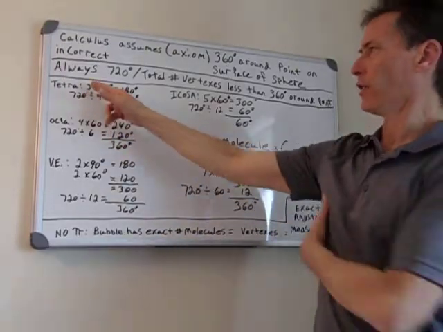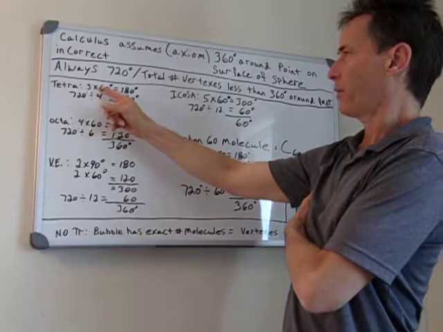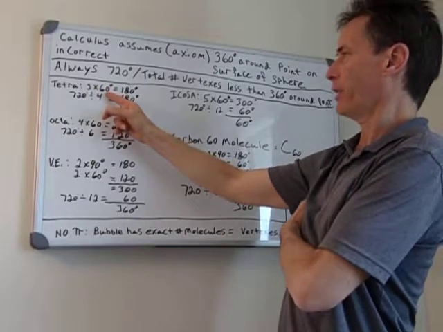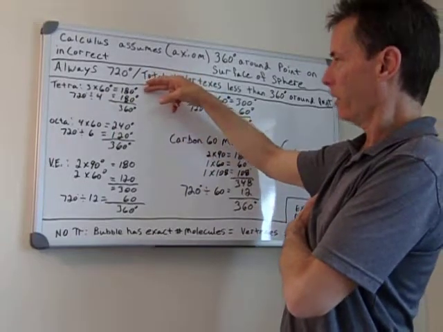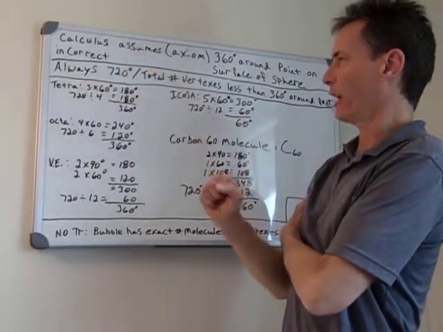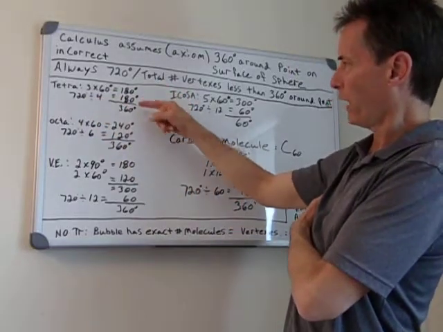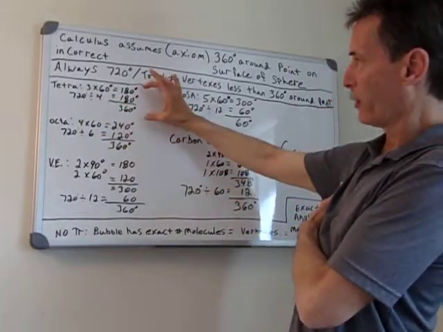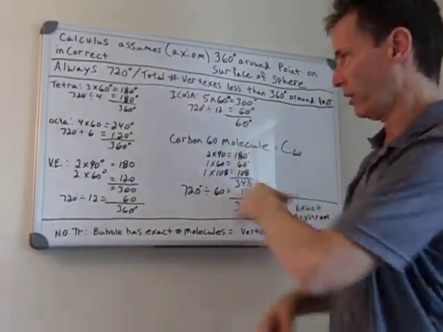The tetrahedron has 3 triangular planes surrounding each point. They're equilateral at 60 degrees each. 3 times 60 degrees is 180 degrees. Each of these tetrahedrons has 4 vertexes. 720 divided by 4 is 180. 180 plus 180 is 360. So that's how you get 360 degrees around any point on the vertex of a tetrahedron.